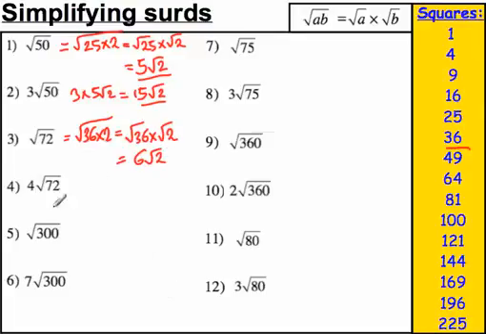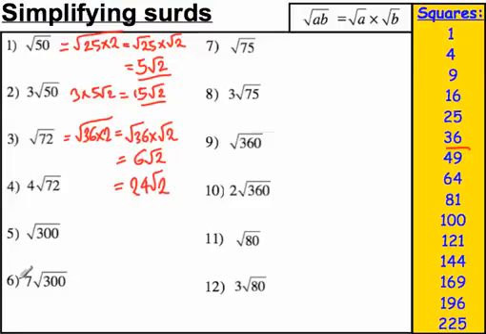Let's try and do the next one a bit quicker. 4 root 72. Well, if one lot of root 72 is 6 root 2, 4 times that must be 4 times 6 root 2, which is 24 root 2. Okay, I'm going to actually jump to this one here.